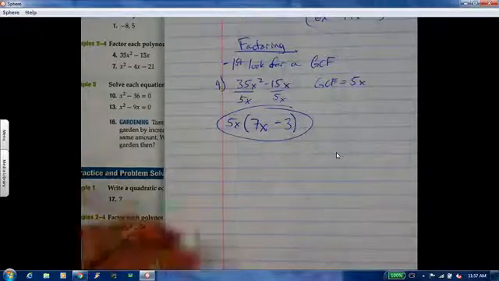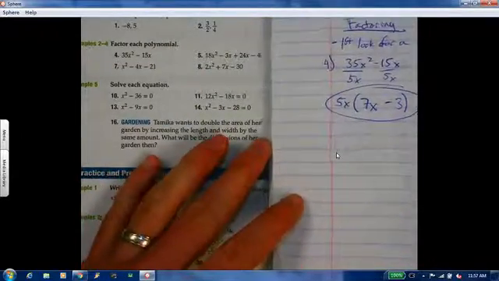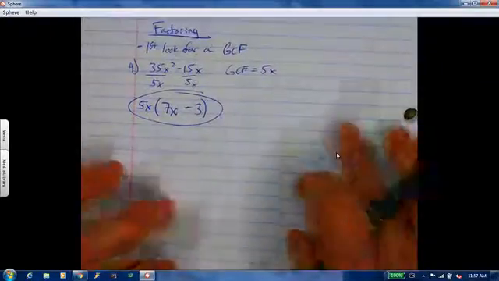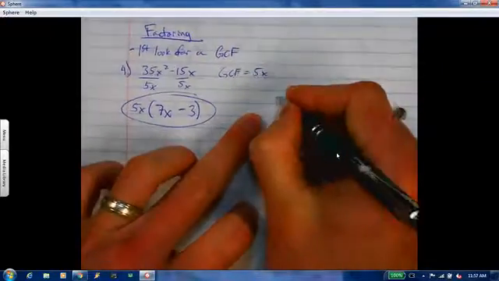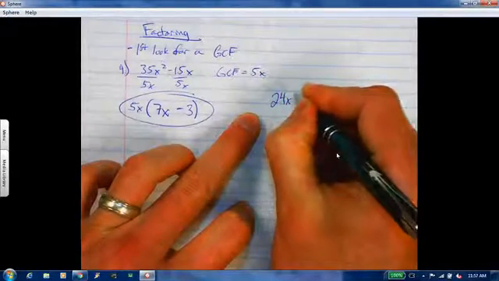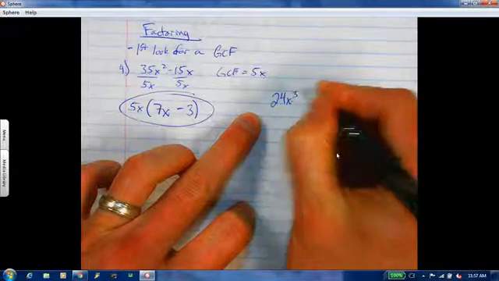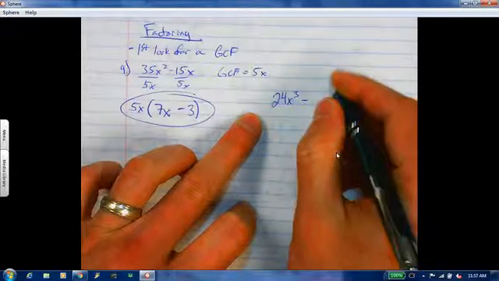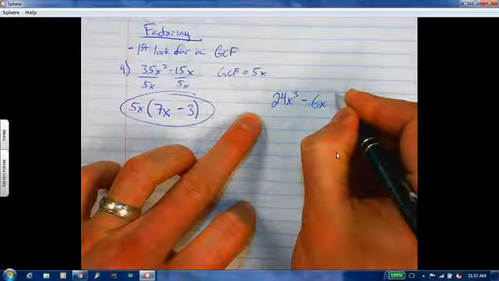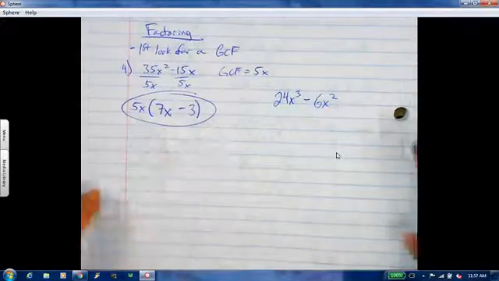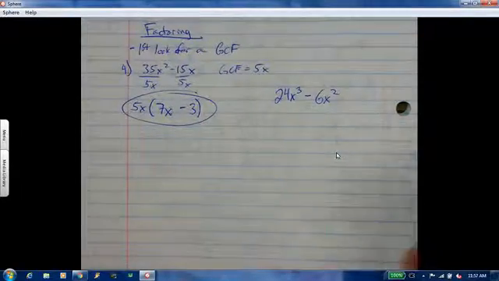Okay. Let's do 24x cubed minus 6x squared. 24x cubed minus 6x squared.